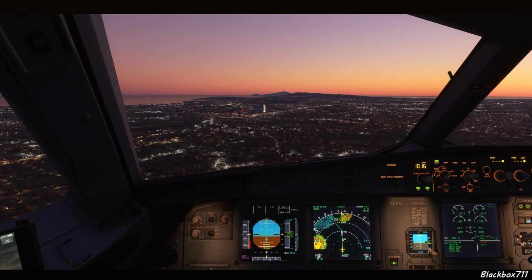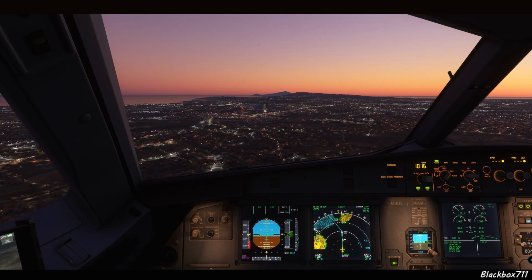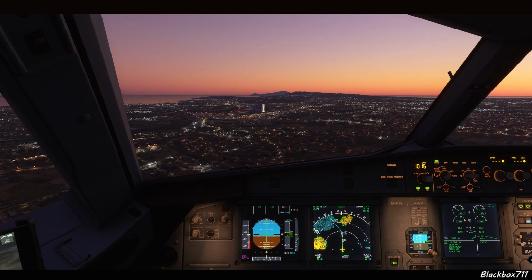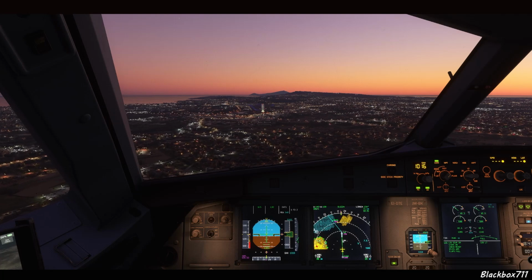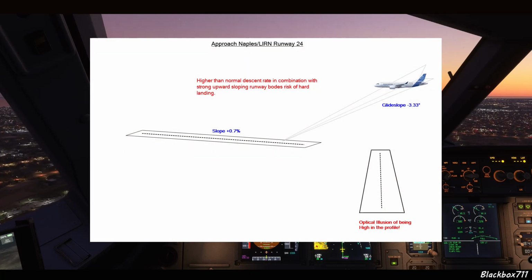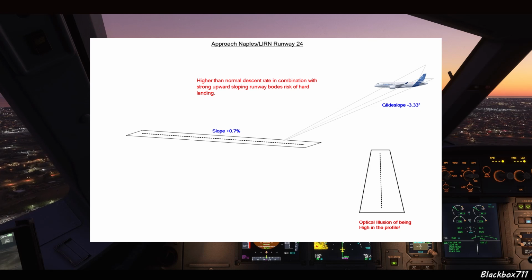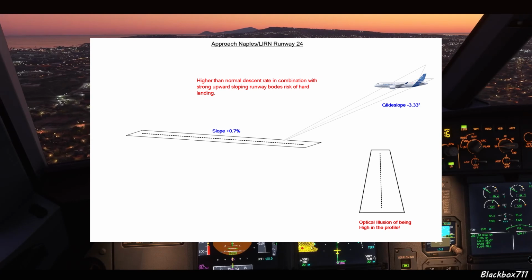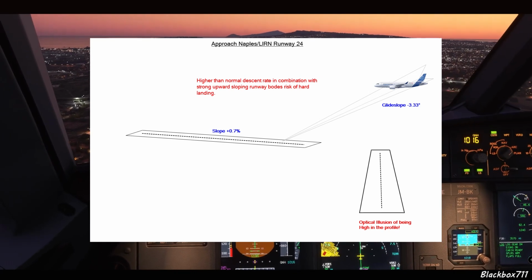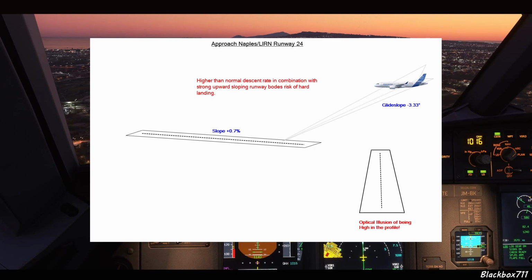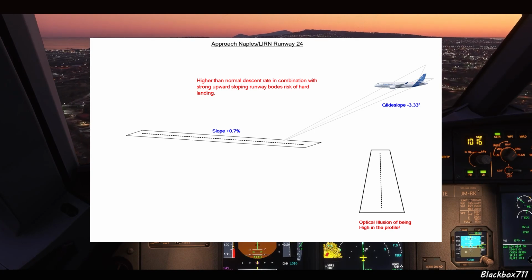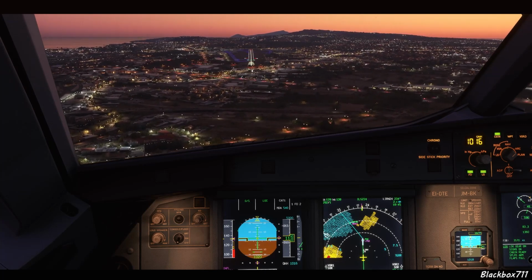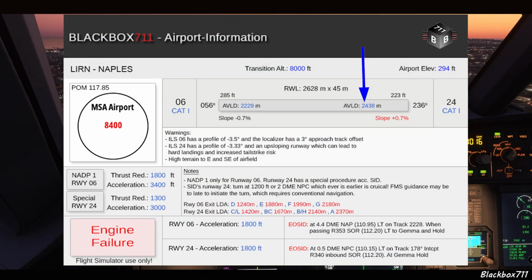Another interesting fact is, as we're approaching the runway, you can see one of the effects of flying a steeper than normal profile combined with an upsloping runway, and you get the optical illusion of being high in the approach. And this illusion tends to be a factor for hard landings on runway 24, but also the opposite can happen, that by anticipation of that higher descent rate, pilots may actually flare too early, which then can lead to a long landing. The runway here in Naples isn't that short.